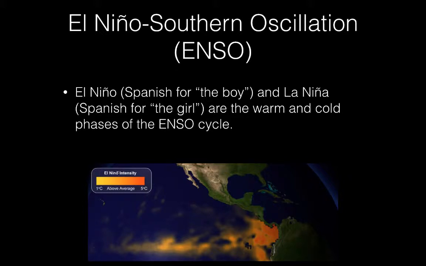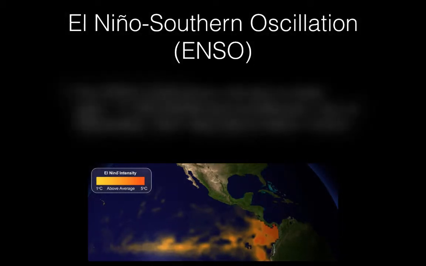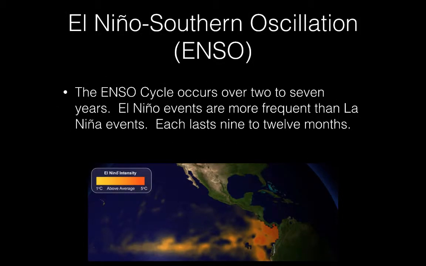El Nino, Spanish for the boy, and La Nina, Spanish for the girl, are the warm and cold phases of the ENSO cycle. The ENSO cycle occurs over 2 to 7 years. El Nino events are more frequent than La Nina events. Each lasts 9 to 12 months.